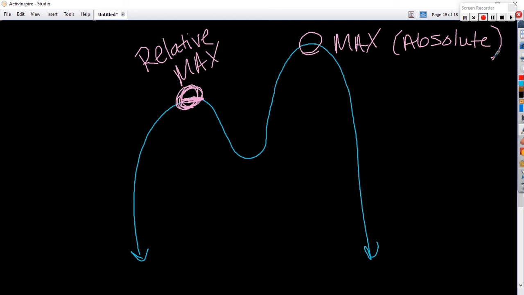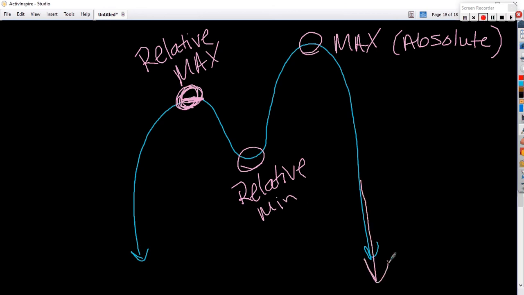How about a minimum? Does this graph have a minimum? Yes. That's right. Is it absolute or is it relative? Look carefully. It's relative, because the graph goes down forever. So there's a point lower on the graph. This point's lower, but it's not a minimum. So it's a relative minimum. Do you see the difference?